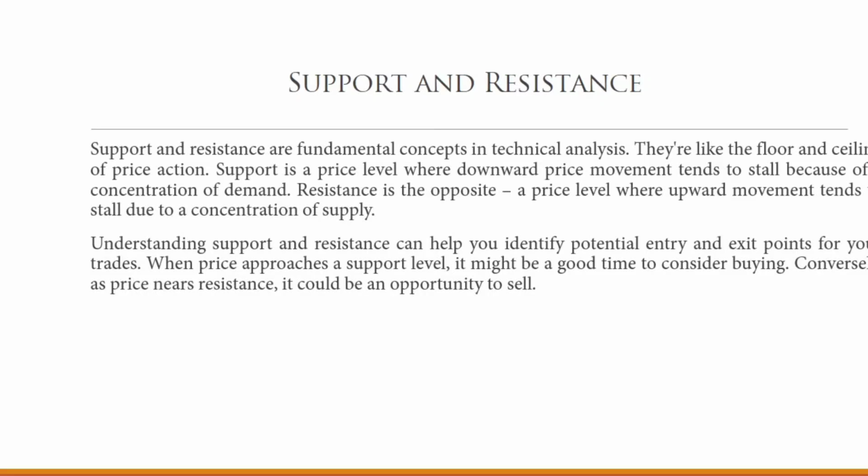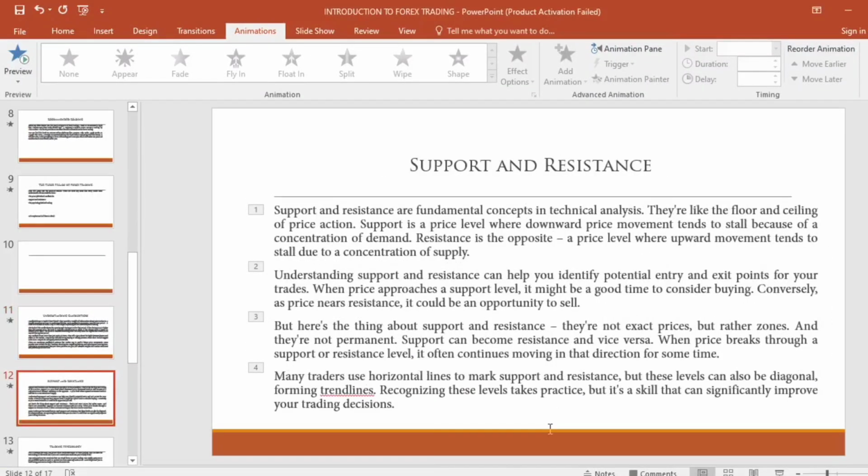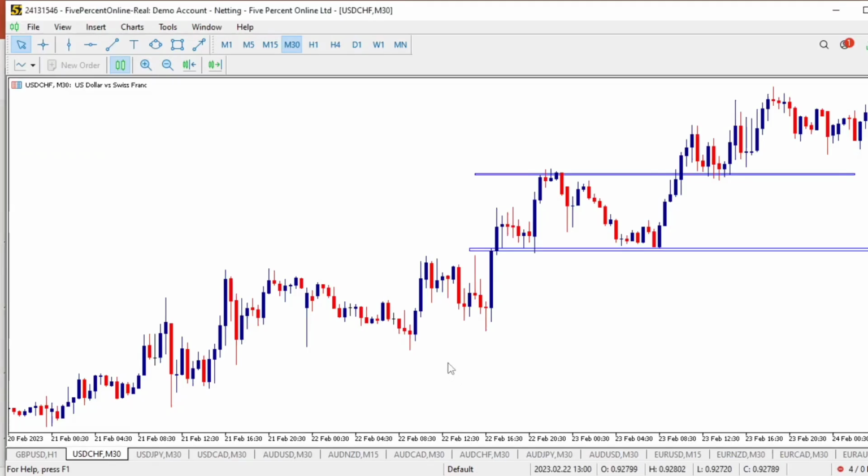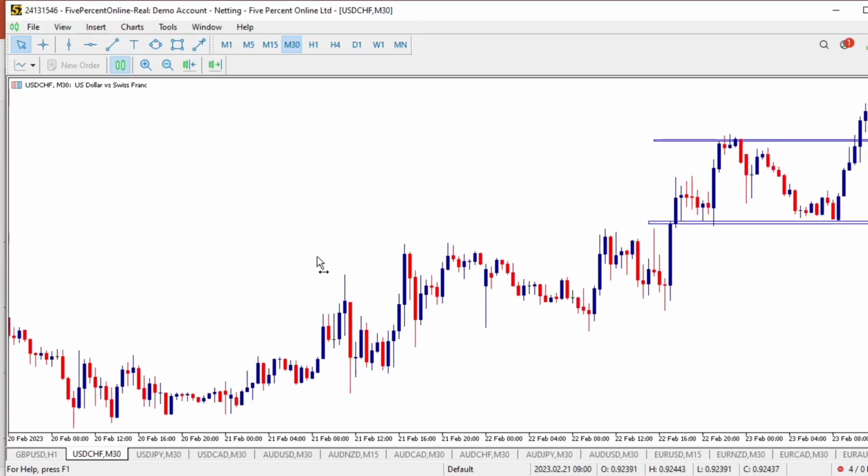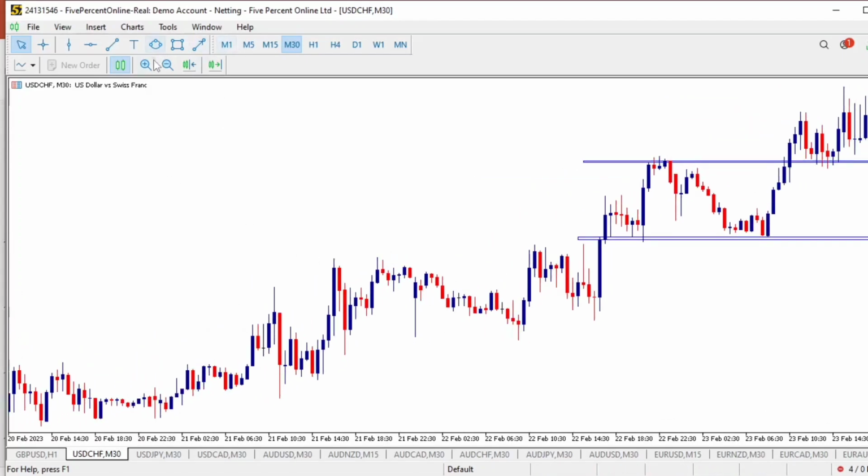Okay, but let's look at the charts, because one thing about practical, it makes the theory easier to understand. Now let's go back to the chart. Okay, now talking about support and resistance, according to what we read from the slide, it's like the ceiling and the floor of our chart. Now let's just draw some support and resistance here.